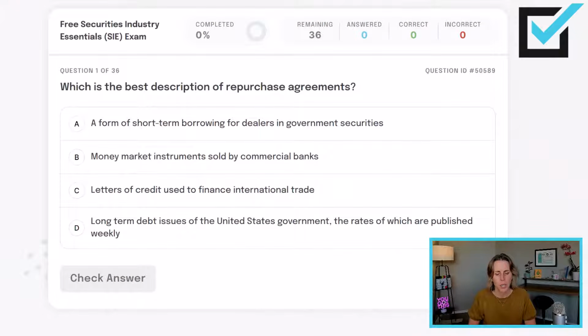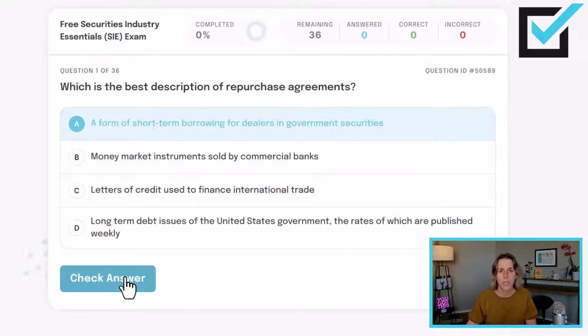Which is the best description of repurchase agreements? A form of short-term borrowing for dealers in government securities. Money market instruments sold by commercial banks. Letters of credit used to finance international trade. Long-term debt issues of the United States government, the rates of which are published weekly. Repurchase agreements are a form of short-term borrowing for dealers in government securities. So you click what you believe is the correct answer, click check answer. You know you got it right because you got that green check mark.